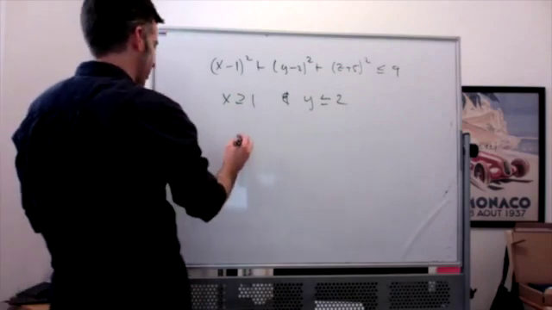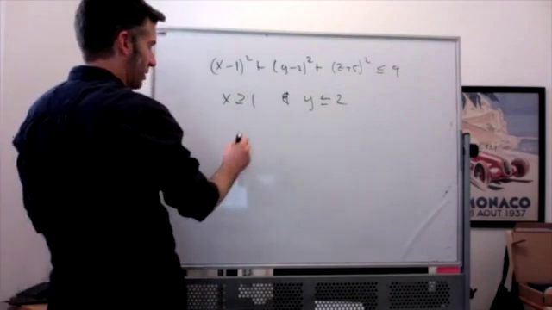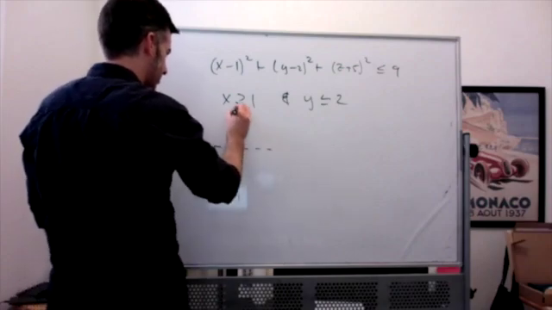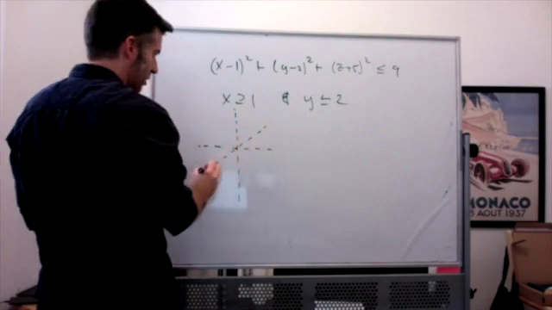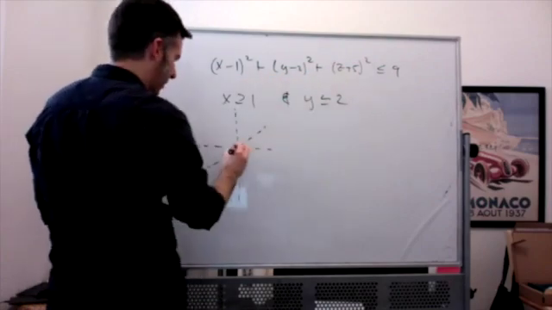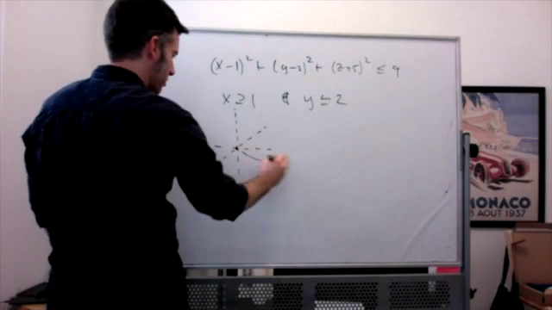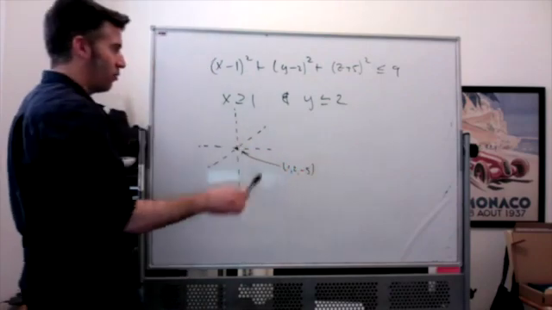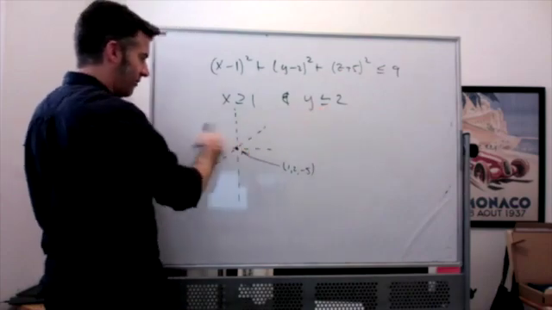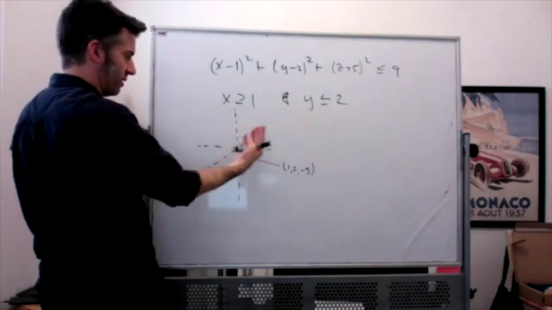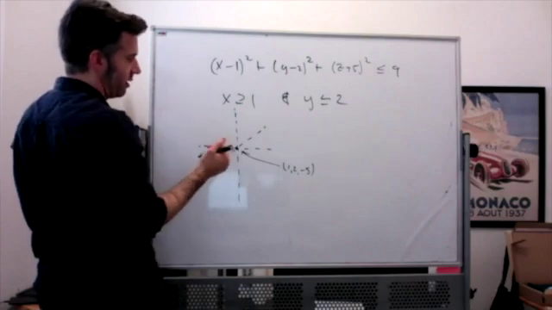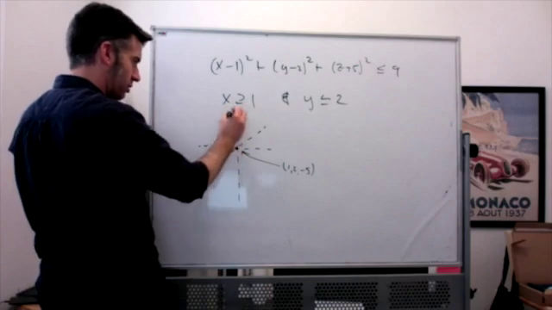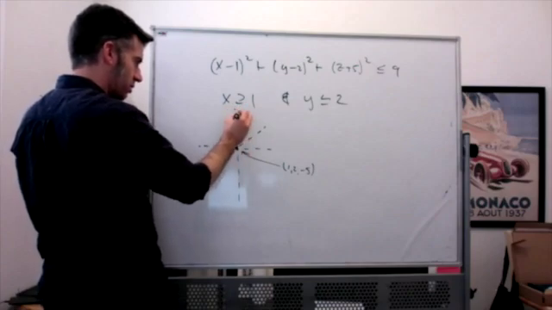Right, so you've got this sphere centered at the point (1, 2, −5). Let's find that point right there. But y has to be less than or equal to 2, so I've got the left half of it, and x has to be greater than or equal to 1, so I've got the front half of it. Fine. So I've got the front half and the left half, so I've got the front left quarter essentially. So 1, 2, 3.